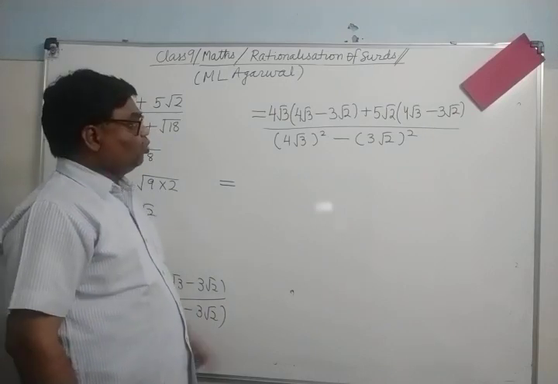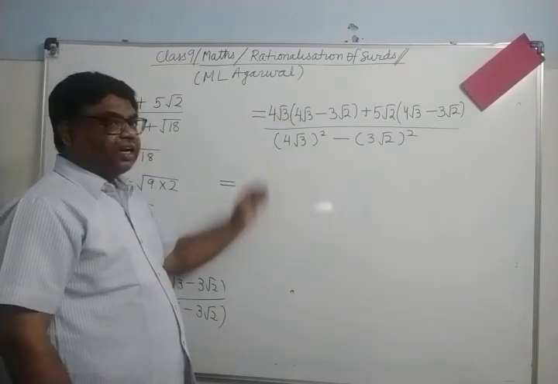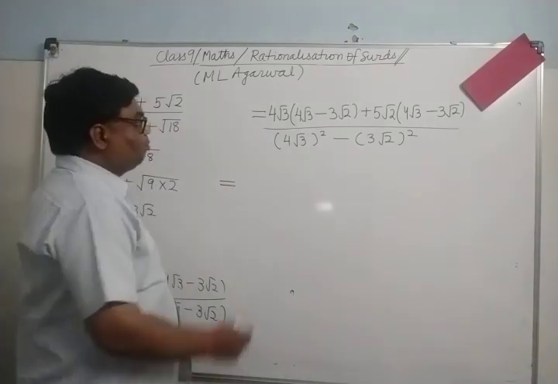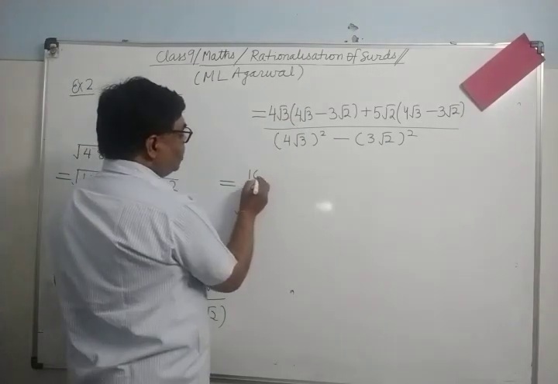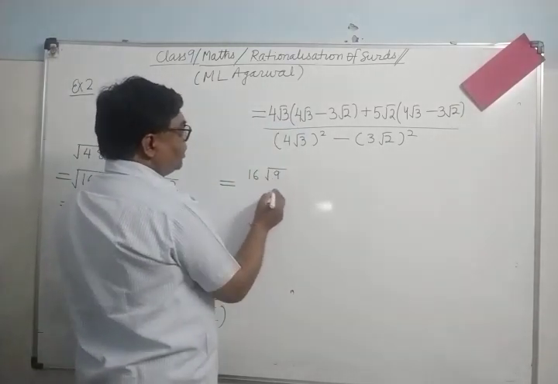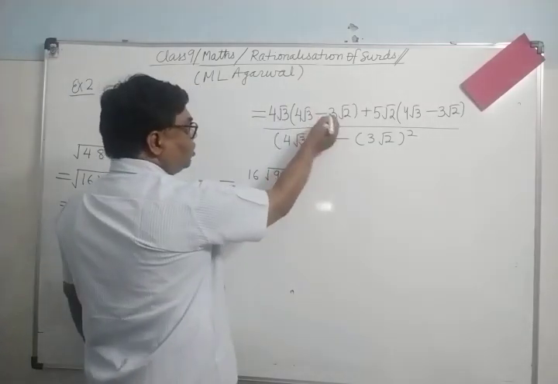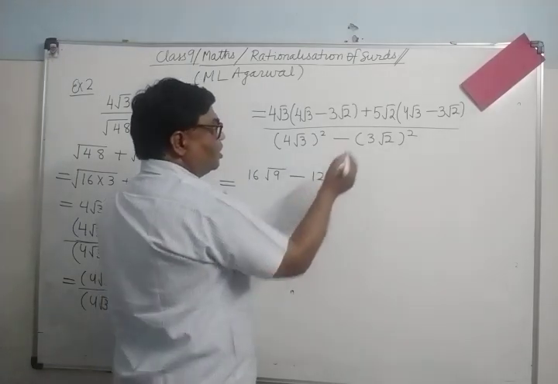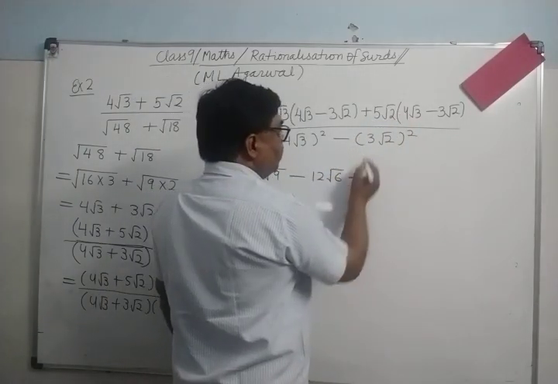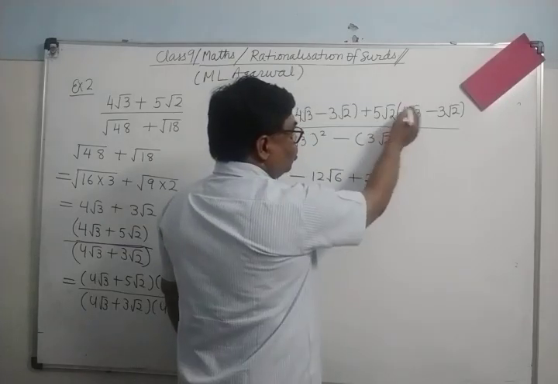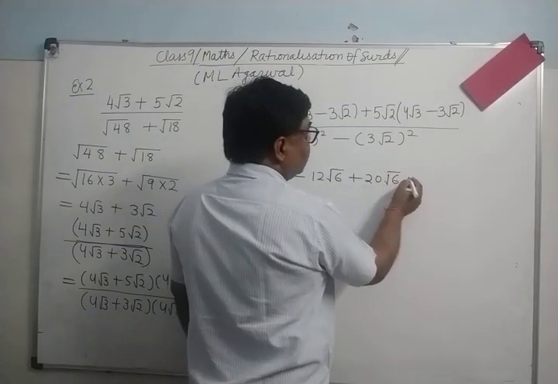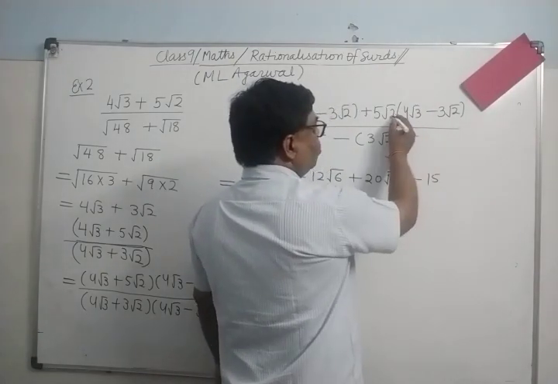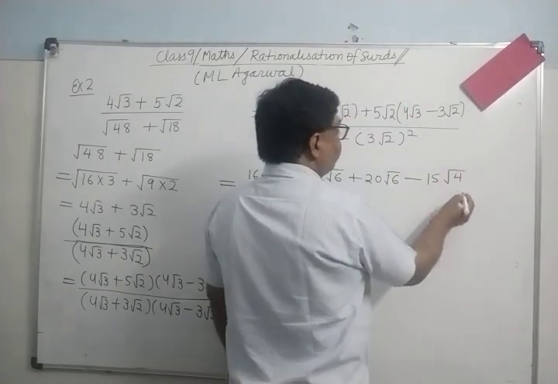Now see here, how will you do? 4 4s are 16. Here all the surds are of the same order. All are square roots, so they can be multiplied. 4 4s are 16, root 3 into root 3 is root 9. Minus 4 3s are 12, root 3 into root 2 is root 6. Then 5 4s are 20, root 2 into root 3 is root 6. Then minus 5 3s are 15, root 2 into root 2 is root 4.